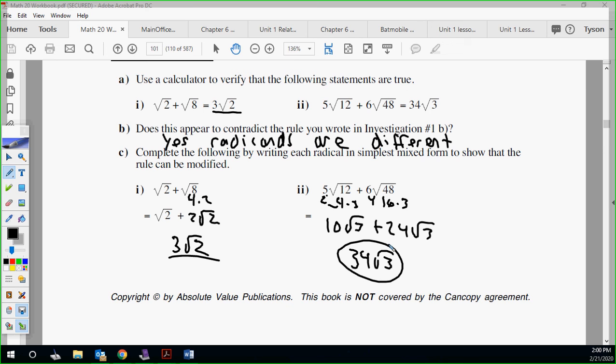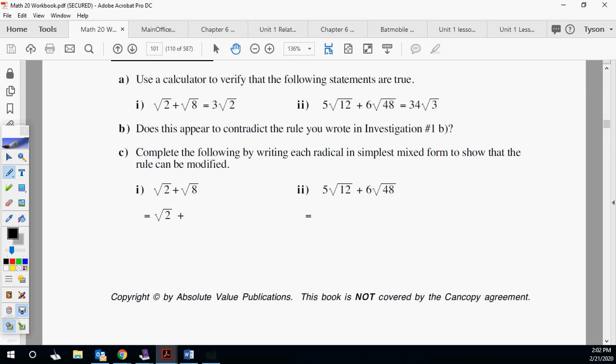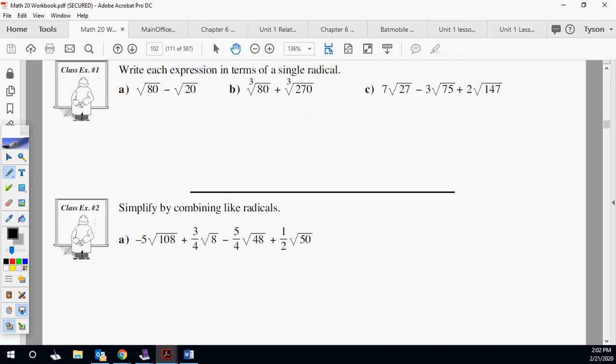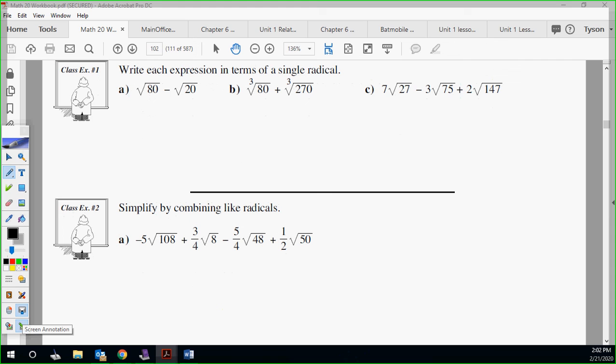Okay, this is where we're just going to do a couple of practices now, and that's it. Just 3 examples, and we'll be done. That's pretty much the focus today. It's adding and subtracting only. Okay, so write each expression in terms of a single radical. You can see now they completely went the harder route on you. You have to simplify everything, so you're simplifying, then adding.